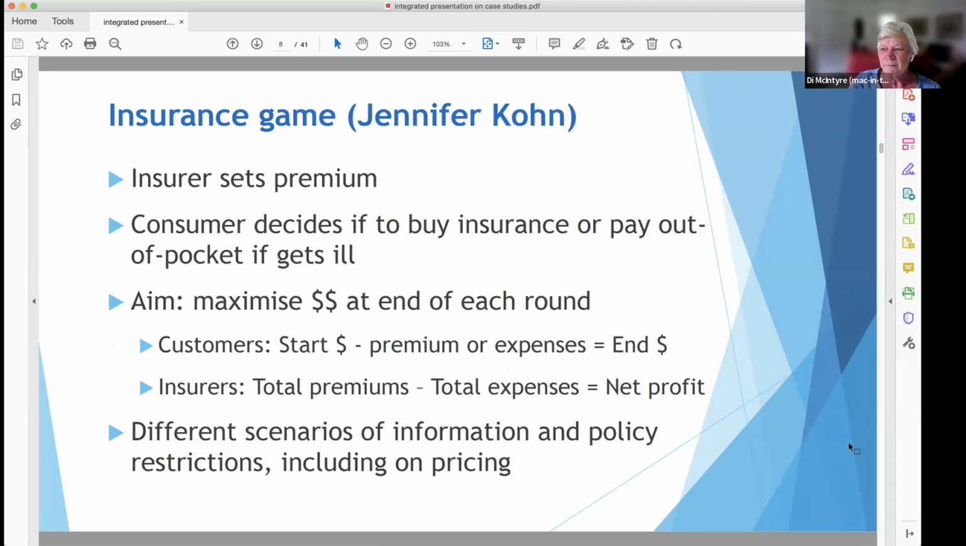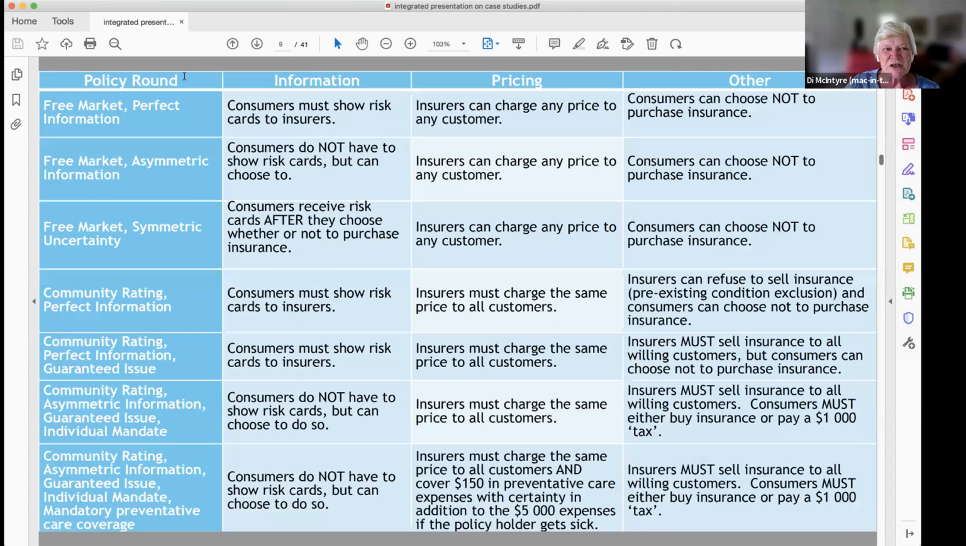Insurance is really about the net profit at the end. But what's really nice about the game is that there are different scenarios, and I'm just going to put this up. You don't try to read it all, but essentially it shows different scenarios. There might be asymmetric information, which is very often the case, where the insurers don't know the risk profile of the consumers, but you might have perfect information where the consumers must show the risk card. There are also things about pricing, where sometimes the insurers can charge any price they can, risk rate if they know the risk of the customer, or they might have to charge the same price, have community rating.